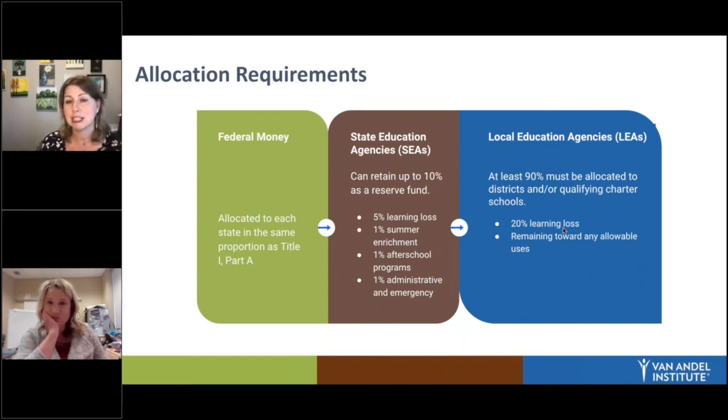So 90% goes to the districts, but of that money, 20% or more has to go toward learning loss. And like I said, I shared the best definition I can come up with for that earlier, but we'll also look more at what is allowable for that.